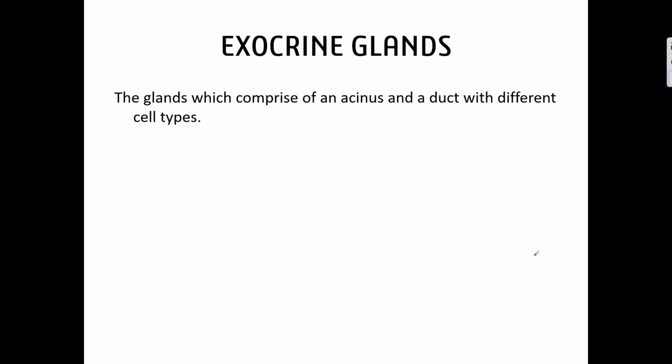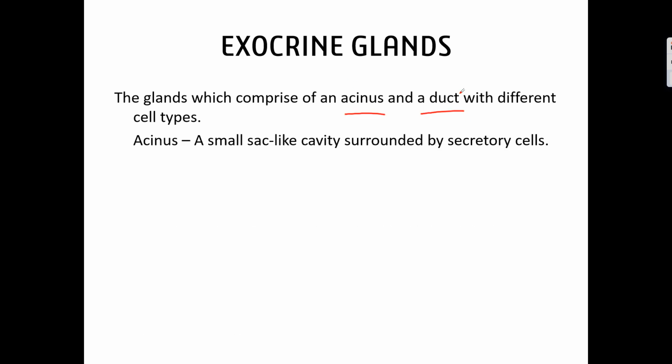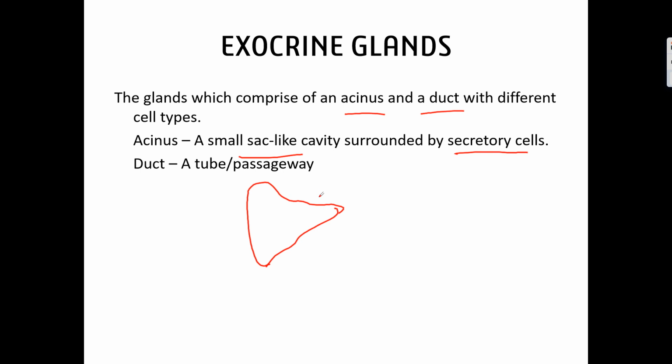So what are exocrine glands? Exocrine glands comprise an acinus and a duct. What is an acinus? It is a small sac-like cavity surrounded by secretory cells which stores the juices. And a duct is a tube or a passageway through which these secretory juices travel. If you remember the example I was quoting in the previous slide, that is the liver, which secretes bile juice.